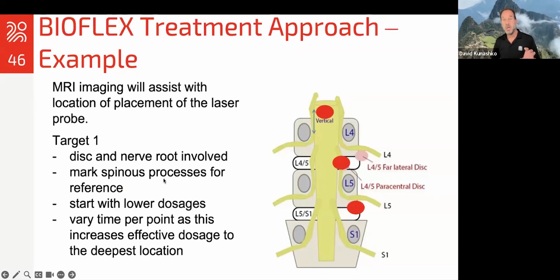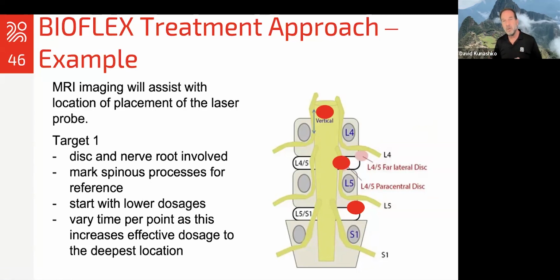So again, you want to target different areas. You want to target the disc and the nerve root involved. You want to mark the spinous process for reference. Start with lower dosages and then work your way up if need be. And again, I highly suggest you vary the time per point. Now I'm talking about using a laser probe.